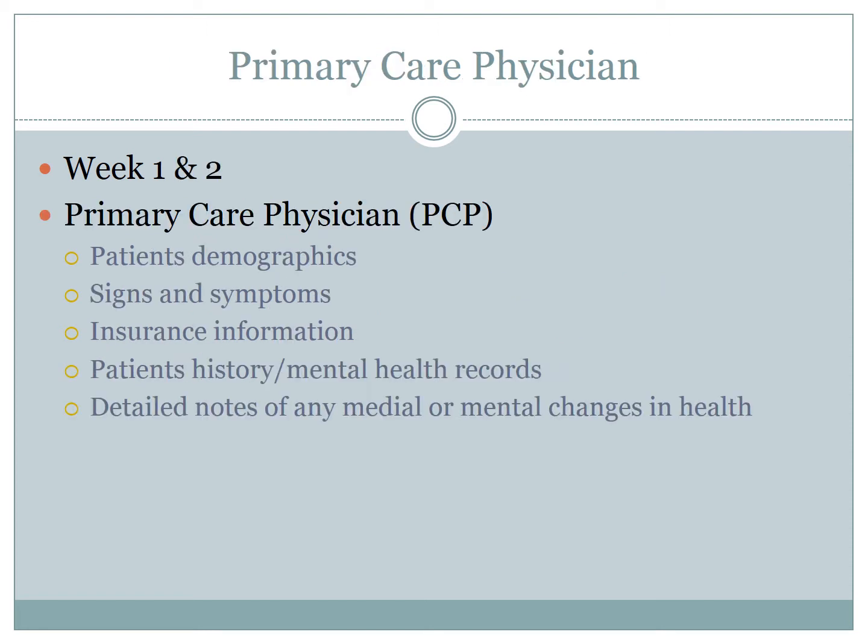The urgent care facility will most likely send patient Z to their primary care physician. Here, the following information will be needed: the patient's demographics, signs and symptoms, insurance information, the patient's history and mental health records, and detailed notes of any medical or mental health changes. In this first visit, the physician evaluates the patient's condition. He prescribes him an antidepressant medication and suggests a follow-up within a week. The pharmacy the patient belongs to receives the prescription, and the patient is given the medicine within a day.